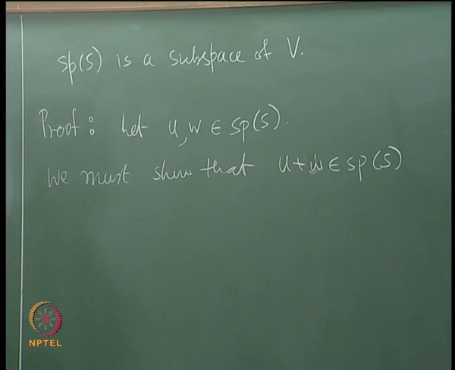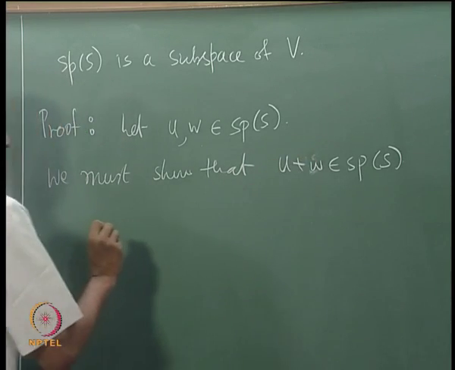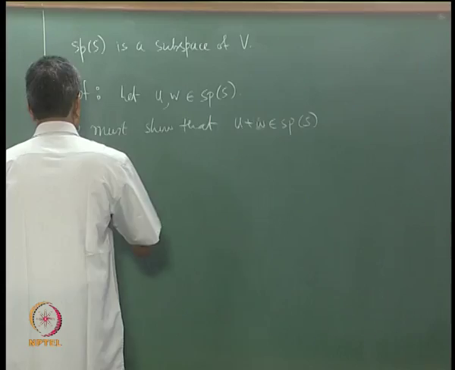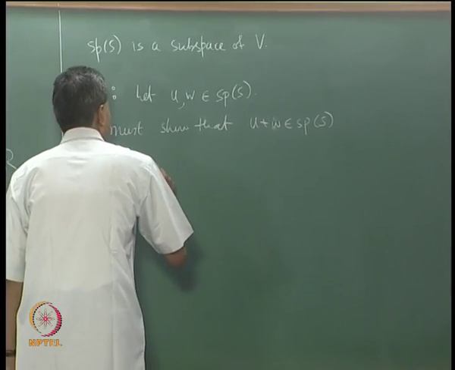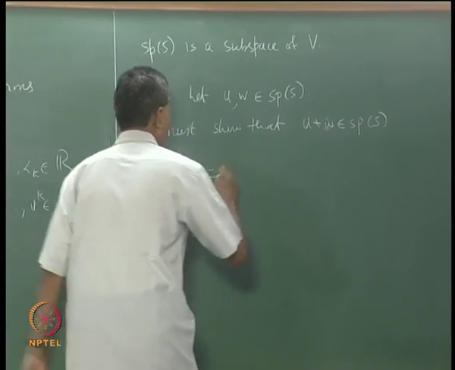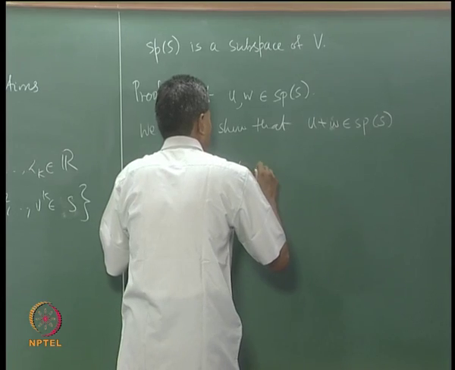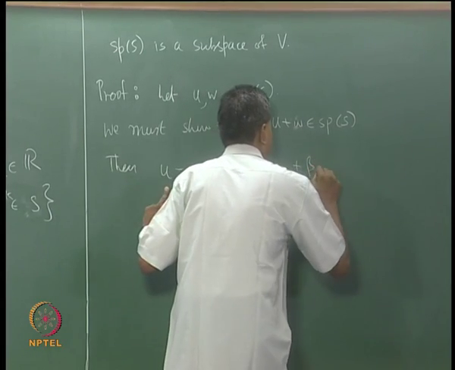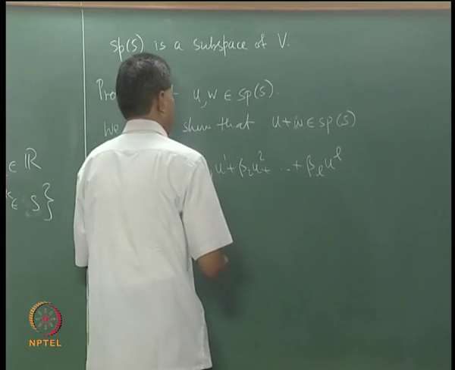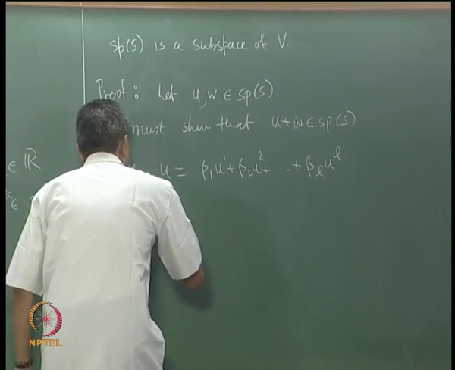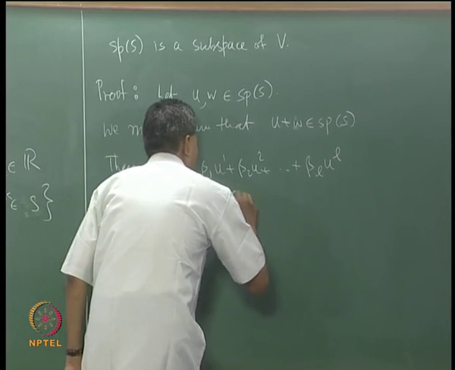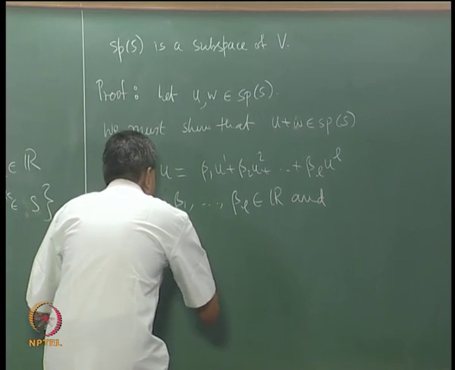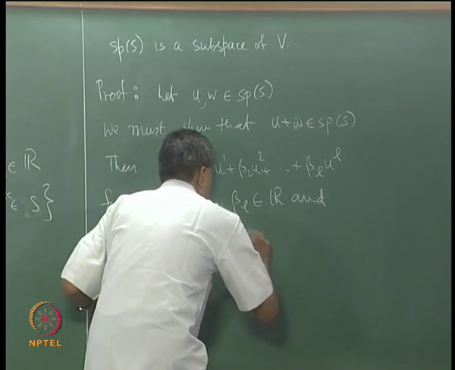Okay. Quite a few seem to know the proof. Let me just write down, and I am going to leave the other steps for you to fill up. U is in span of S, so it is a linear combination. So, I have something like this: U equals beta 1 u1 plus beta 2 u2 plus etc. plus beta l ul, for some scalars beta 1 etc. beta l, whereas the vectors u1, u2, etc., ul, they come from S.